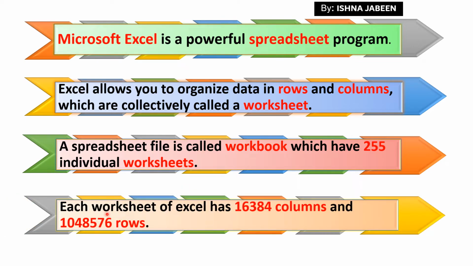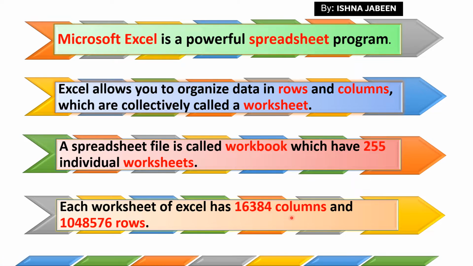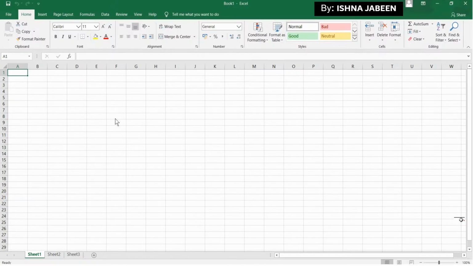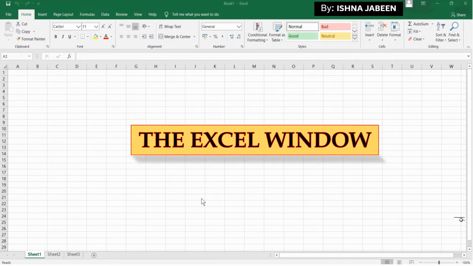Each worksheet of Excel has 16,384 columns and 10,48,576 rows. This is the Excel window. The Excel program window displays many items that you can use to create and work with your workbook.